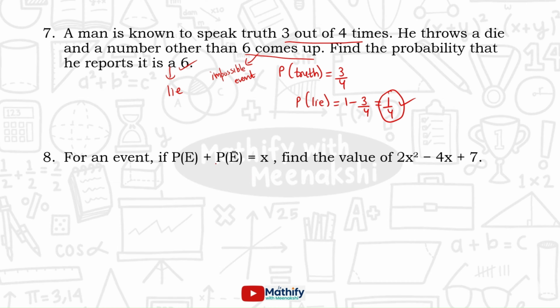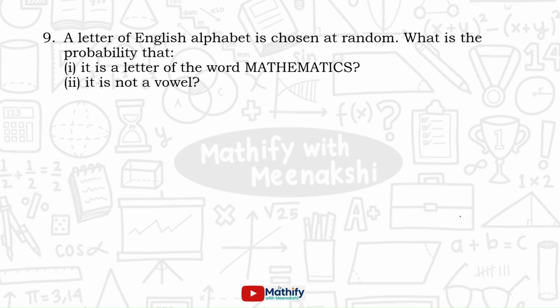Probability of E plus probability of not E is X. And we know using this formula that this is 1. So here X is 1. You have to simply put the value of X here. So that means 2 into 1 square minus 4 into 1 plus 7. If you will solve, you will get 2 minus 4 plus 7. That means minus 2 plus 7 and the correct answer is 5. Let's move to next question.